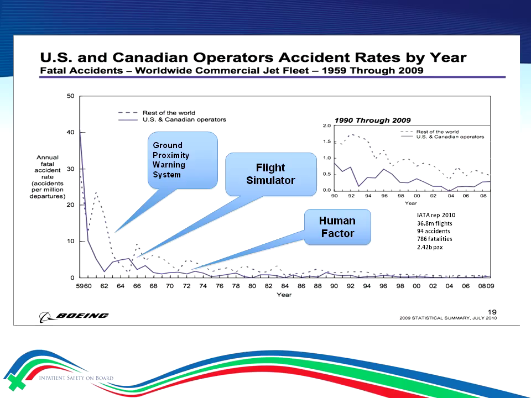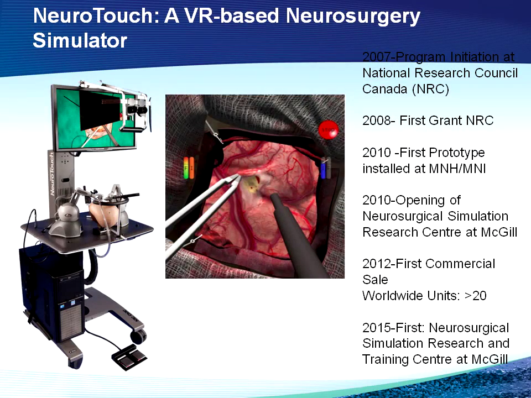The third thing that happened was human factors. They began to train everybody in the operating room, everybody on the ward, everybody in the intensive care unit to try to do better from that aspect. We haven't gotten to this part yet in medicine. We're just beginning to use simulators. So this is just one that I've been involved with.